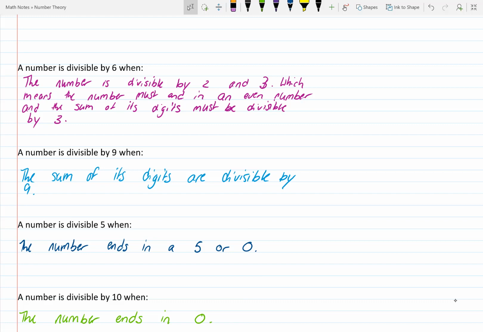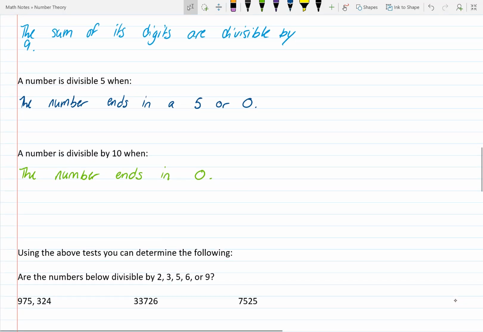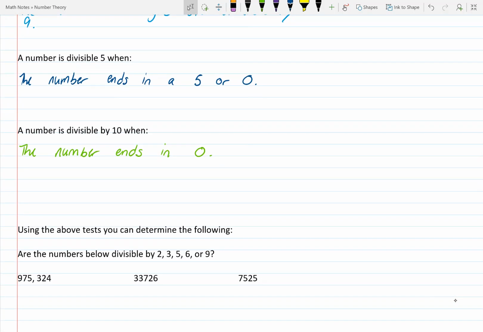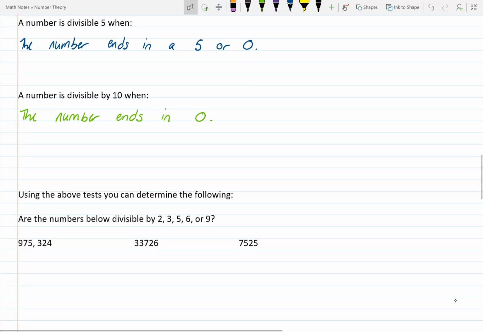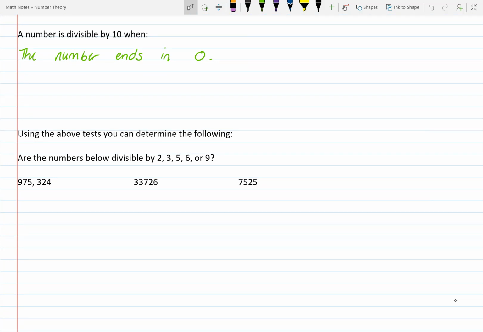Now we can use these tests to determine the following. If I gave you these 3 numbers, you would be able to check whether or not these numbers were divisible by 2, 3, 5, 6, or 9. Looking at the first number here, 975,324. Well, first thing we want to do is check to see if it's divisible by 2.